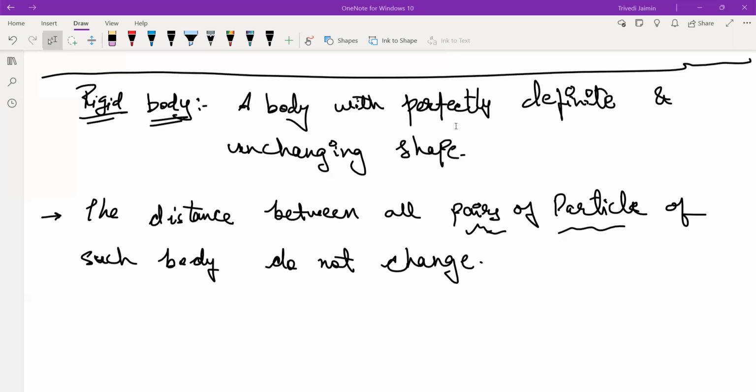So, distance between the particles. What does this statement mean? Understand each statement because I'm going to write some conditions after that. Distance between all the pairs of particles means, if this is a solid and I take the molecules of it, they are tightly packed and their distance is unchangeable. Yes, sir.